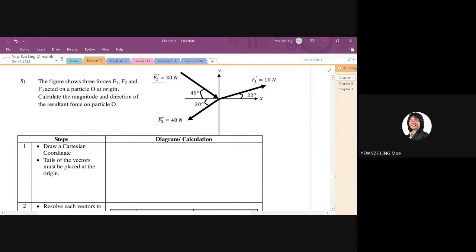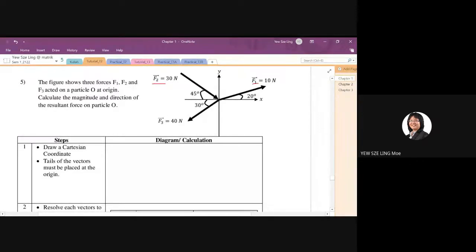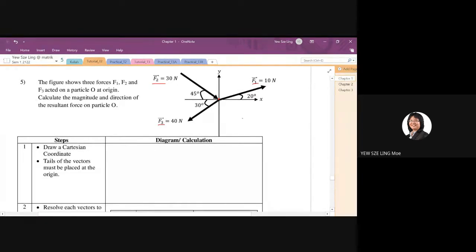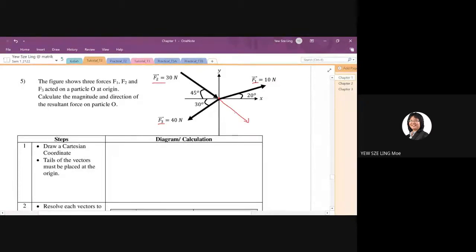So you look at F1. F1 is fine. Why? Because the vector is coming out from the origin. F3 is also fine because it's coming out from the origin. But if you look at F2, now the arrow is pointing towards the origin. In this case, we have to extrapolate the vector and let it come out from the other side. And this would be the new vector that we are going to use.